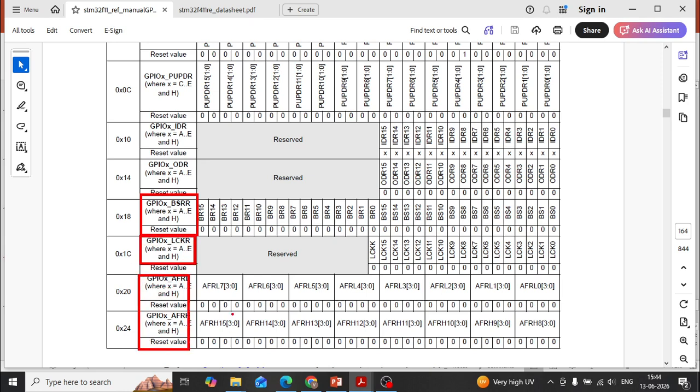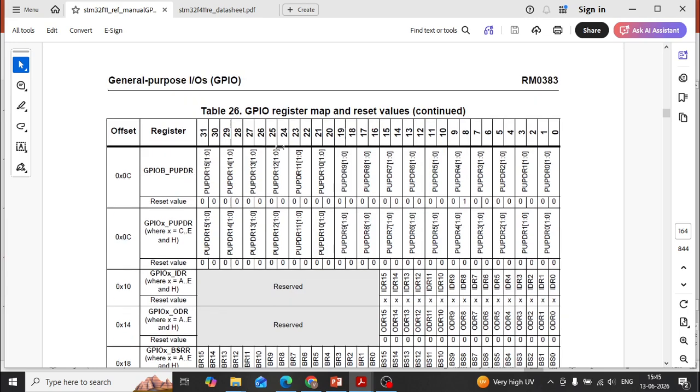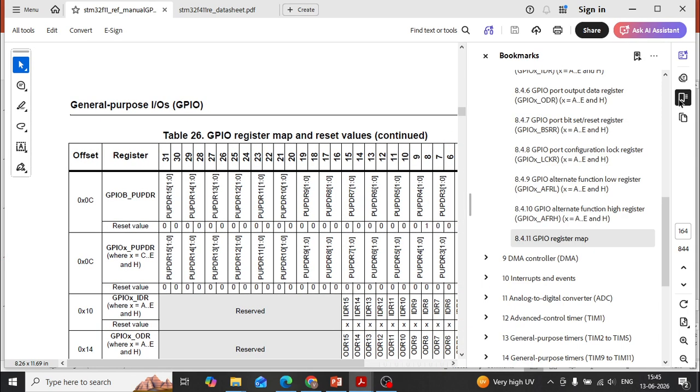Like this, every peripheral will have its own list of registers. We have to first read, analyze, then understand, and then you can go for programming. So this is the way. First you have to read, analyze, understand, then you can go for programming. For that reason, the reference manual or user manual plays a very important role. So now I'll take you to one or two different registers for easy understanding.